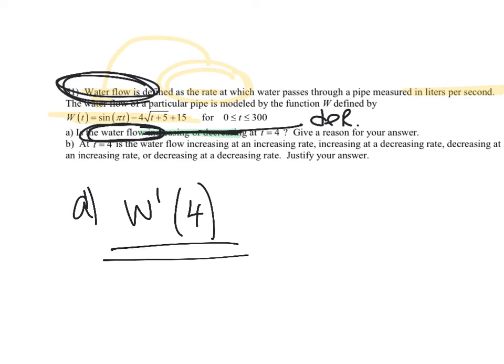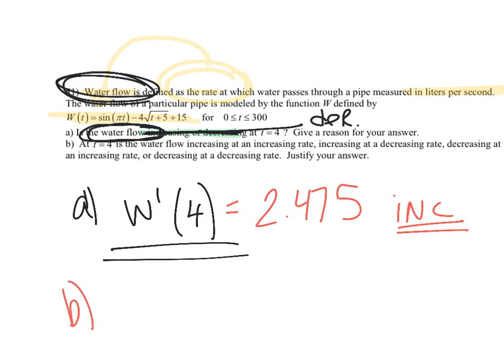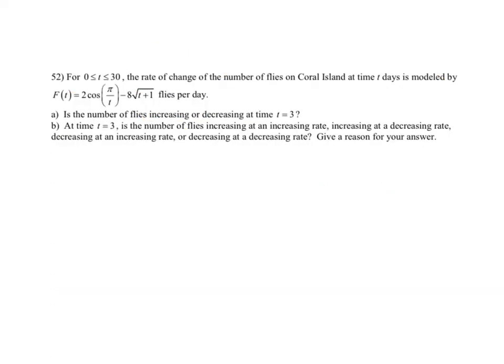So once I found out what my W prime of 4 is, whether it's positive or negative, and I'll go ahead and do that, I got 2.475, I can now say the water flow is increasing. Now to determine whether it's increasing at an increasing or decreasing rate, I'm now going to derive it again. So I would be finding W double prime at 4. So I would take the derivative twice, and then based off that number, tell whether it's increasing or decreasing.